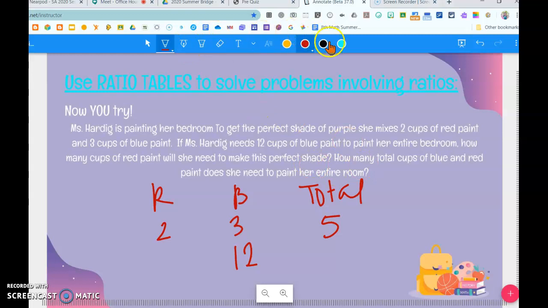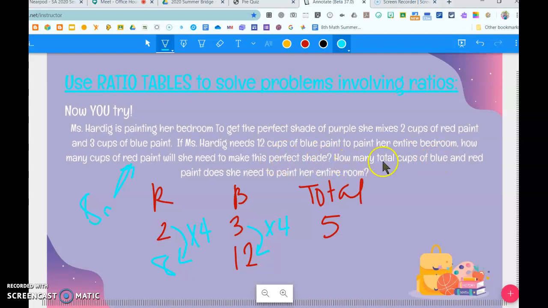Okay, so what did we multiply 3 by to get 12? We multiply it by 4. So to keep the ratio the same, we have to do the same thing to the red paint. So 2 times 4 is 8. So the first question says how many cups of red paint will she need to make this the perfect shade? She will need 8 cups.